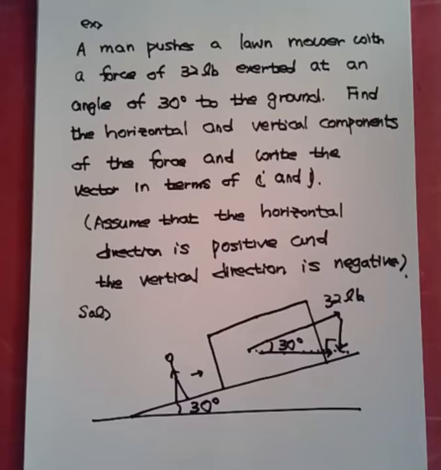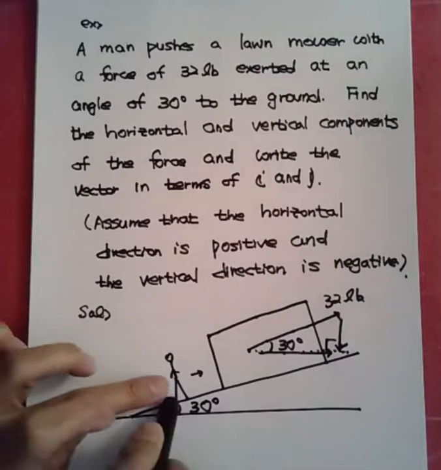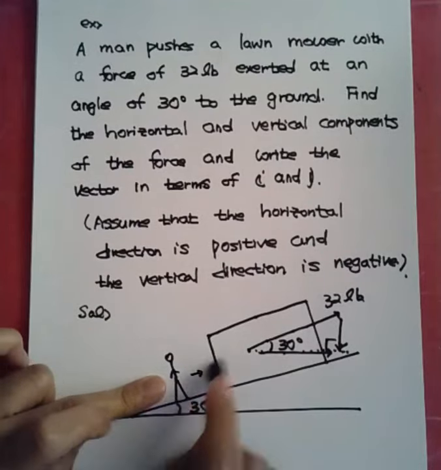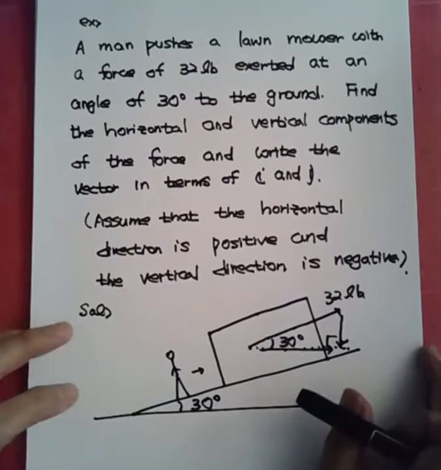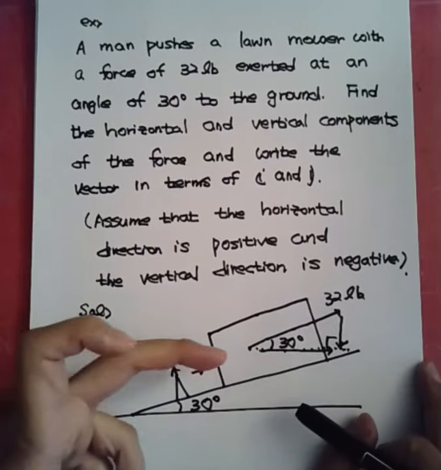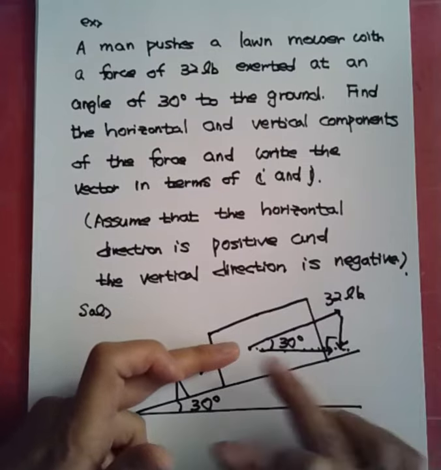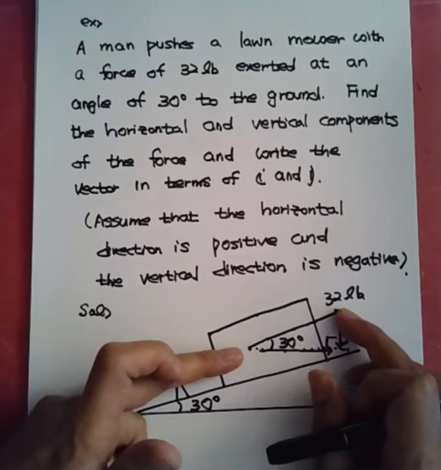The last problem of this section is a real-life application problem. Once you figure out the geometric circumstance of the problem, then the problem can be easily solved. In this problem, a man is pushing the object parallel to this surface, and the force is 32 pounds. That is the magnitude of this vector.